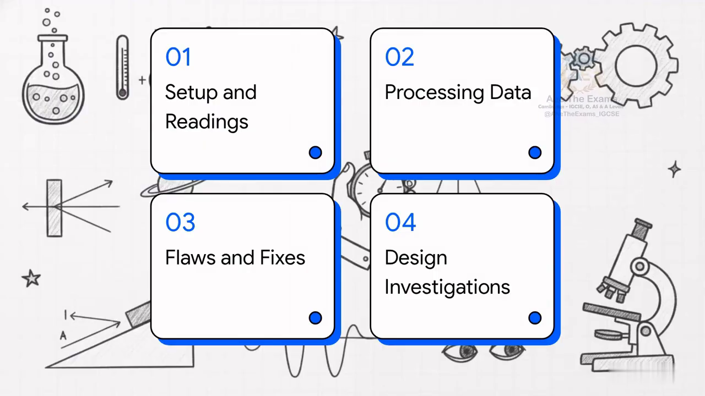So here's our roadmap for the explainer today. We'll be looking at 4 universal skills. 1, the foundation, which is your setup and readings. 2, the analysis, focusing on processing data. 3, the evaluation, looking at flaws and fixes. And finally 4, the master plan, for designing investigations.